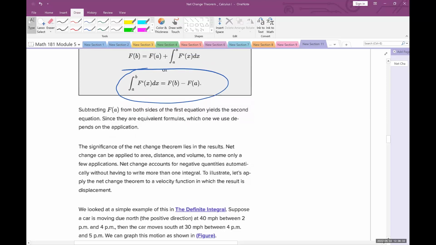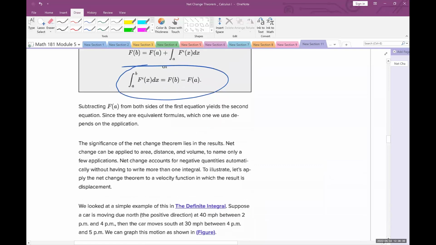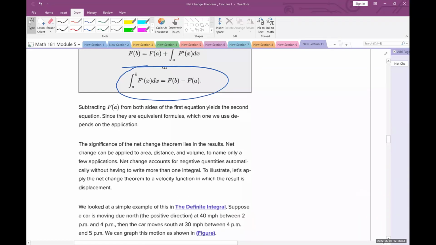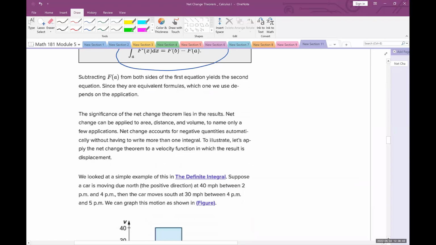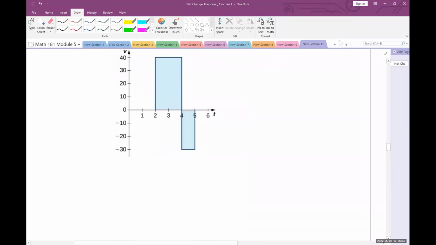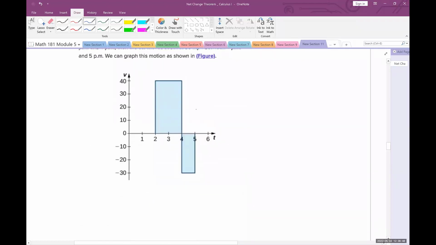So we evaluate the antiderivative at the upper limit minus the lower limit. That's the net change theorem. Very related to the fundamental theorem of calculus part 2. So this would account for when you have a positive area and a negative area, you're subtracting.